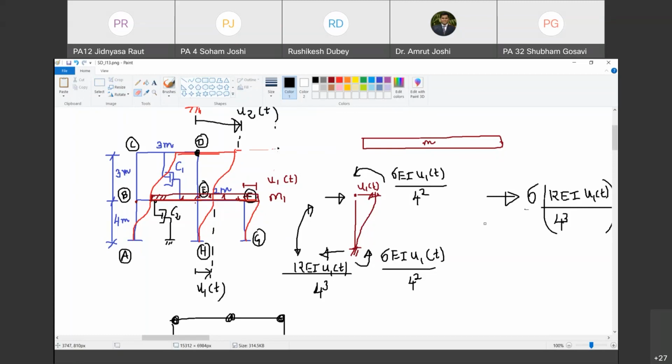Agree with me? Soham, have I lost you? Soham, are you there? Soham, you are not unmuted. Can you speak now? I think he has lost his connection, so I will ask someone else. So maybe Shubham, can you unmute yourself? Shubham Gosavi.